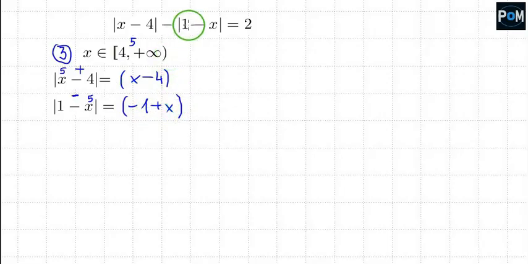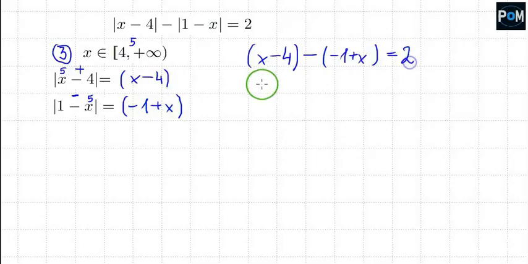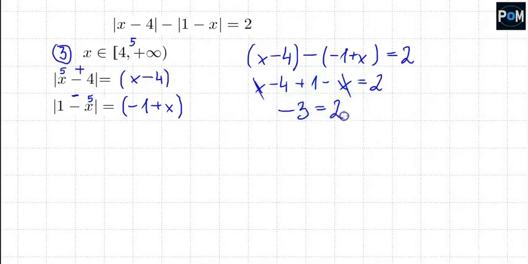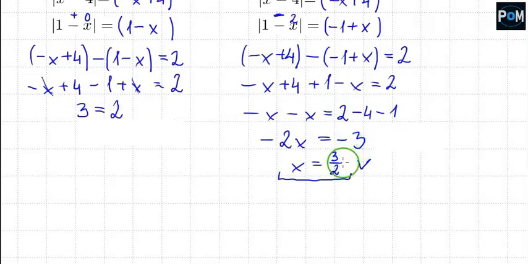And now we can substitute this into the equation. Instead of the first absolute value, the first parenthesis, minus, instead of the second absolute value, the second parenthesis. We remove the parentheses. Here the x's cancel out, and I'll get minus 3 equals 2, which is a contradiction. From the third interval, there are no solutions. Therefore, the answer to our problem is what we got in the second case. In the second case, we got the result 3/2. This is our solution.